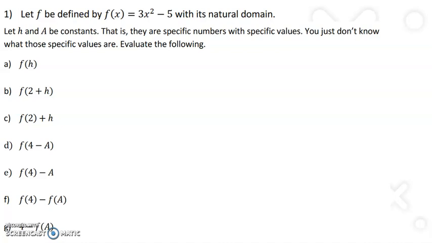Let's go ahead and take a look at this function. We've got f of x equals 3x squared minus 5 with its natural domain. And we're going to take a look at a couple examples here. Let's go ahead and start with part F on this one. This example is going to ask us to calculate f of 4 minus f of a.